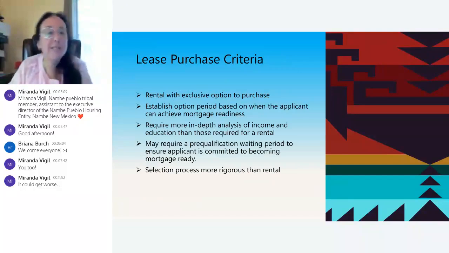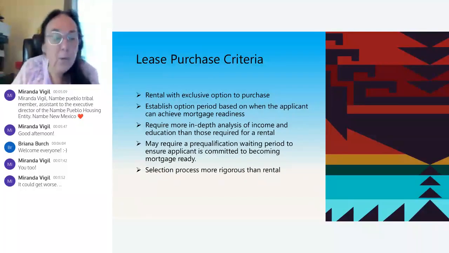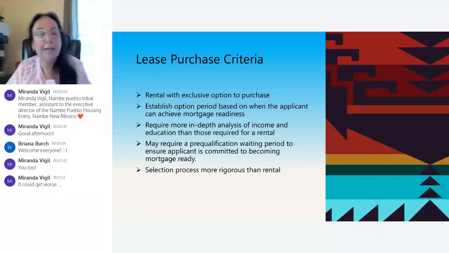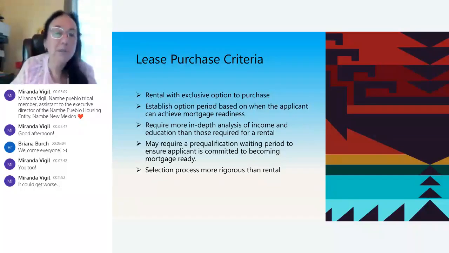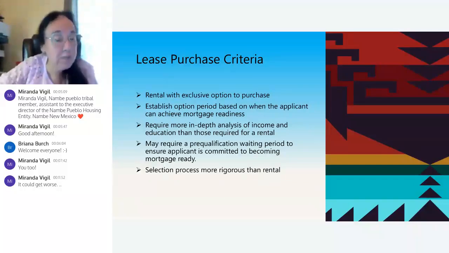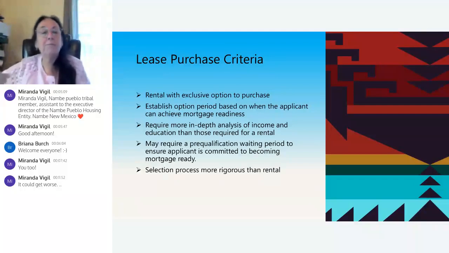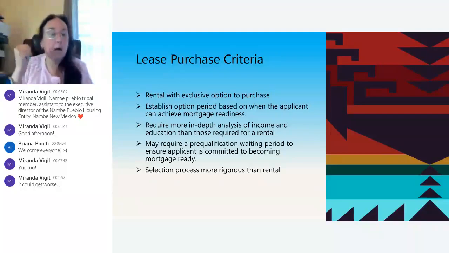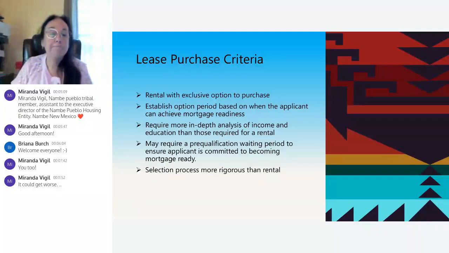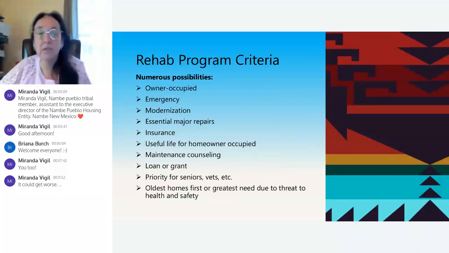Lease purchase criteria could be different, could require pre-qualification waiting periods to ensure that they are committed to becoming mortgage ready. Establish option periods based on when the applicant can receive that mortgage readiness. Could be a rental with an exclusive option to purchase. It requires a more in-depth analysis of the income, the education, than anything required for your rental projects. And your selection process is going to be a lot more rigorous than your rental.